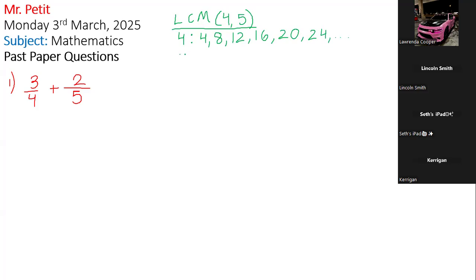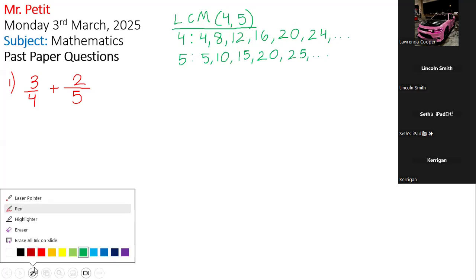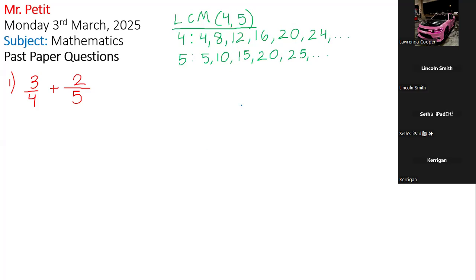Then we have 5. What are the multiples of 5? 5, 10, 15, 20, and what else? 25, very good. And the list goes on. So what is the lowest common multiple of 4 and 5? 20, very good. So it's going to be 20.